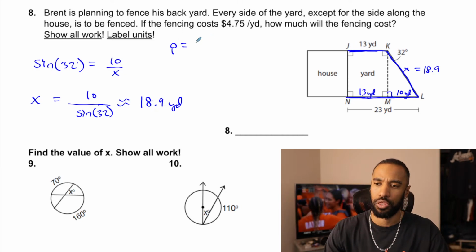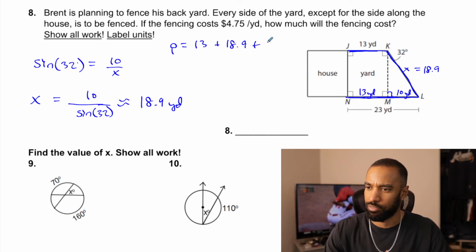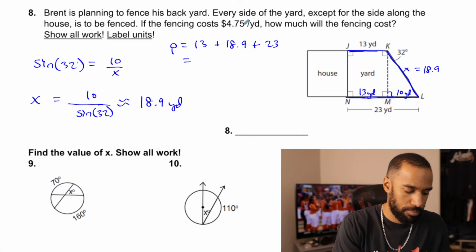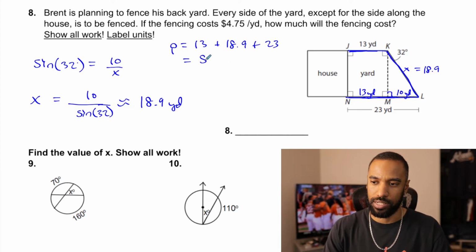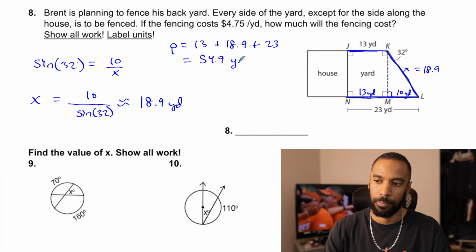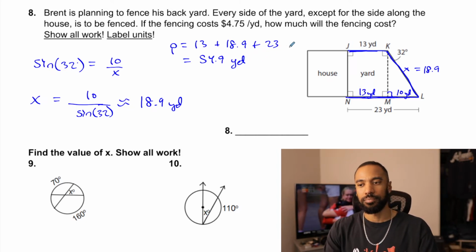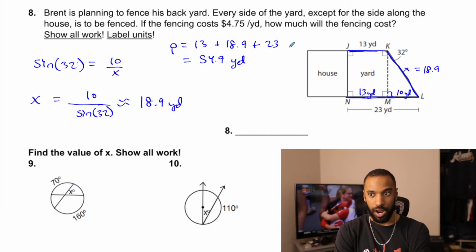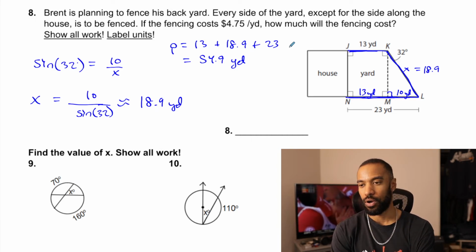Take that perimeter: 13 plus 18.9. Remember, I have the exact calculator value. Plus 23. So 13 plus that answer plus 23 is around 54.9 yards. Okay, I have 54.9 yards of fencing. Every yard of fencing costs $4.75. How do you find the overall cost?